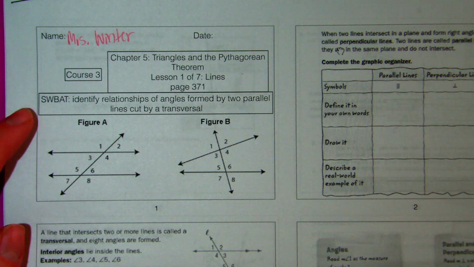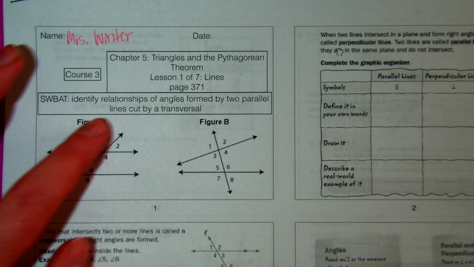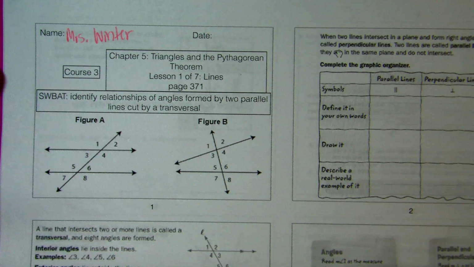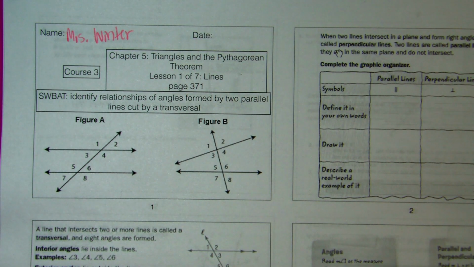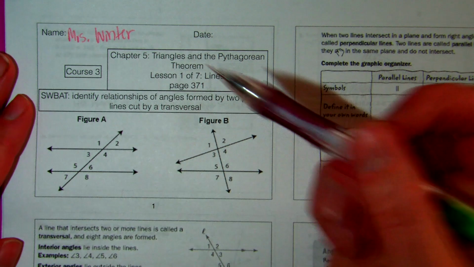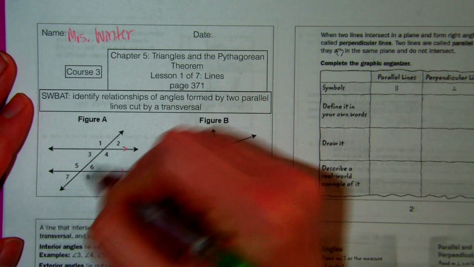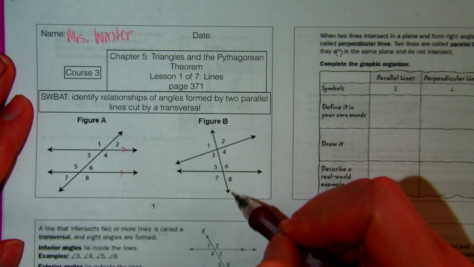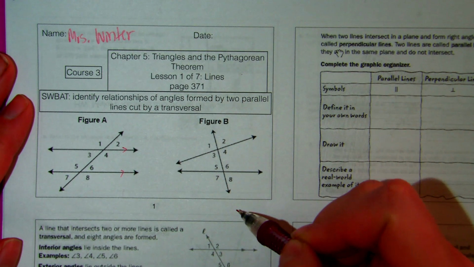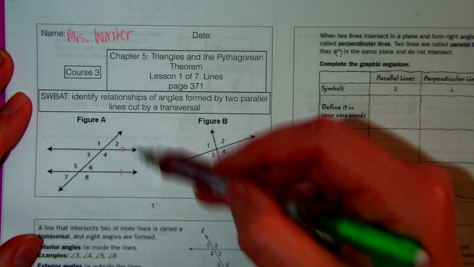So we're going to try and figure out today the relationship between angles that are formed between two parallel lines cut by a transversal. So in this case, this would be our parallel line. And the transversal is what cuts them. This one's also called a transversal, but these happen to be not parallel lines. But we're going to focus on the parallel lines.